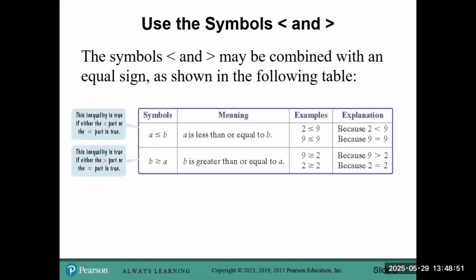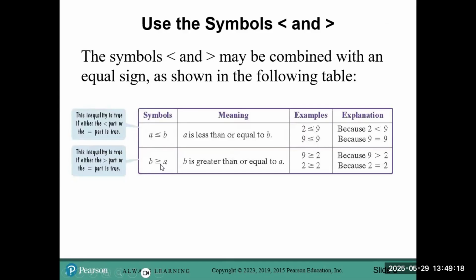We also sometimes combine the less than or the greater than with an equal sign, like we have here. And we read this less than or equal to. So A is less than or equal to B. Some examples, 2 is less than or equal to 9. But notice also that 9 is less than or equal to 9. It doesn't have to be both. It only has to be one. And it is equal, so 9 is less than or equal to 9.